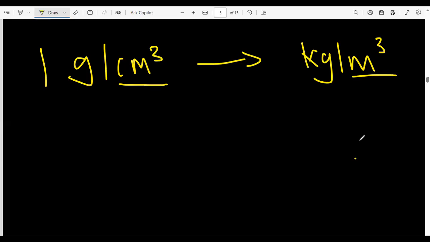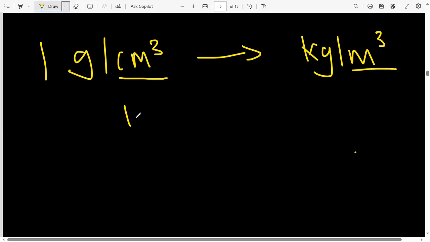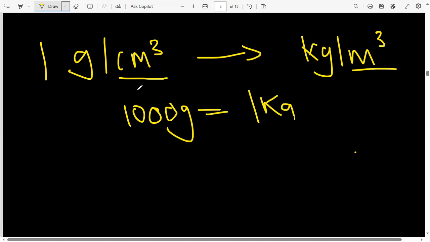Okay, so I was saying we have to know the conversion factor of the gram to kilogram and the conversion factor of the cubic centimeter to what? To the cubic meter. So we know for the gram and the kilogram, we know that 1,000 grams is the same as 1 kg. Okay, but do we know how many of these make these? No. So what are we going to use there?